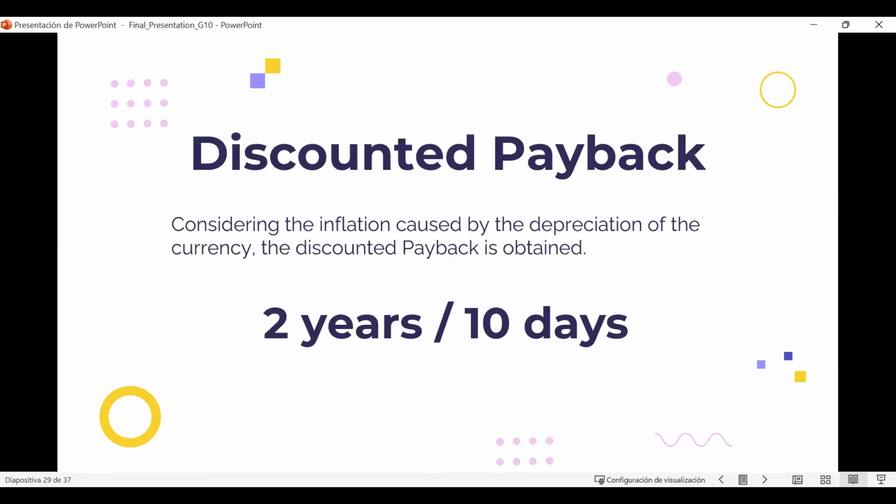But taking account the inflation caused by the depreciation of the currency, the discounted payback is approximately 2 years and about 10 days. About the NPV, we have a positive NPV, that means that it is good for the project, and the ERR we have is greater than TO. That means that the project is competitive. Next one, please.